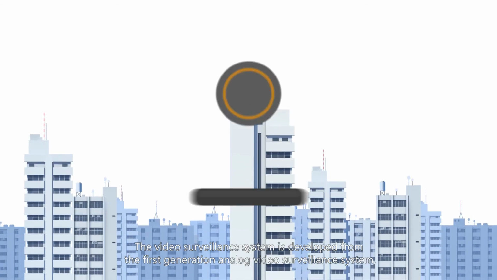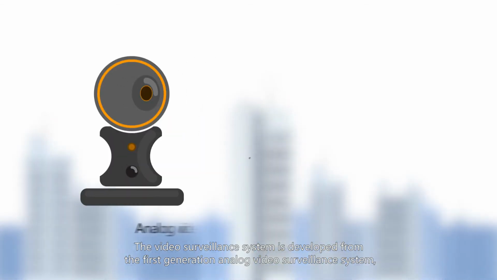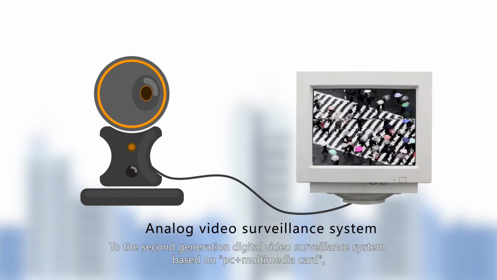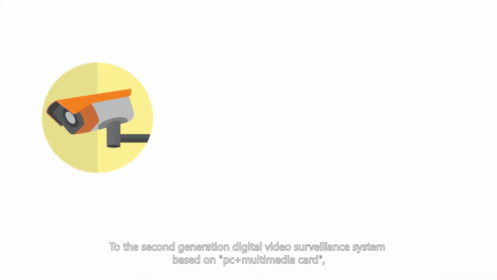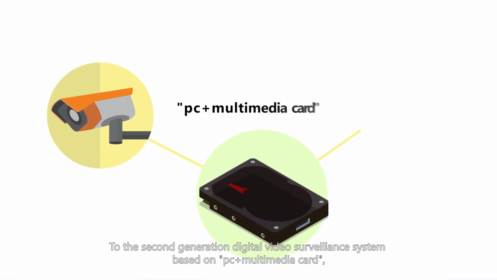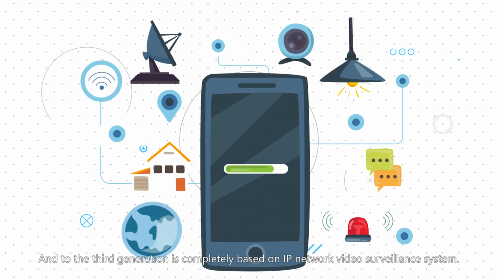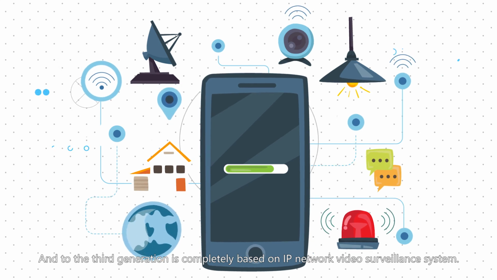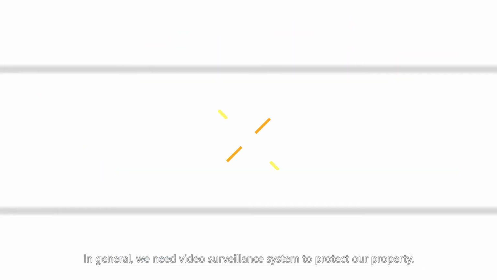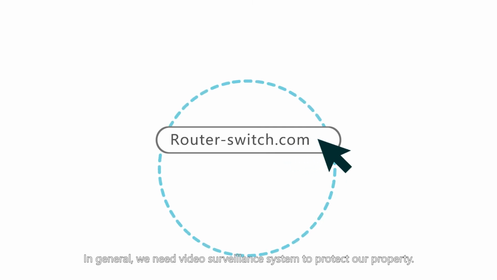The video surveillance system developed from the first generation analog video surveillance system, to the second generation digital video surveillance system based on PC plus multimedia card, and to the third generation, which is completely based on IP network video surveillance system. In general, we need video surveillance systems to protect our property.